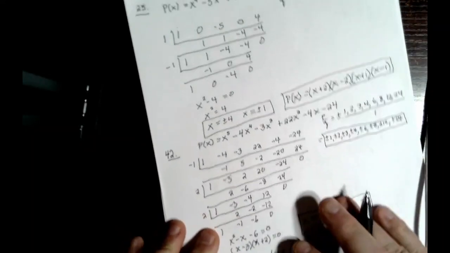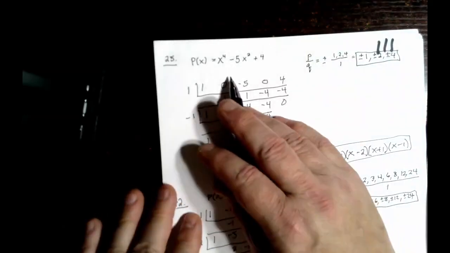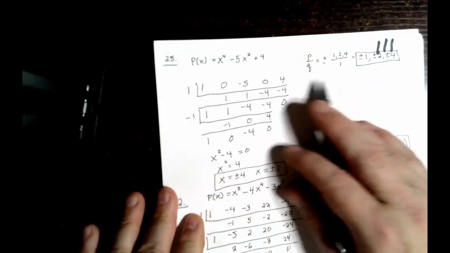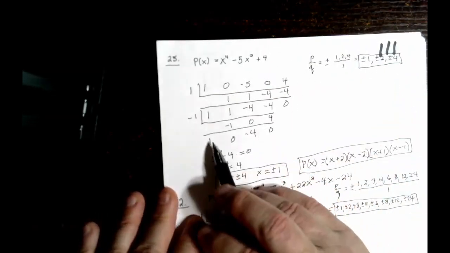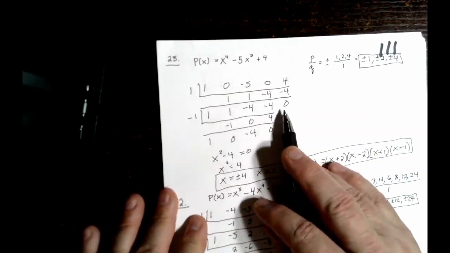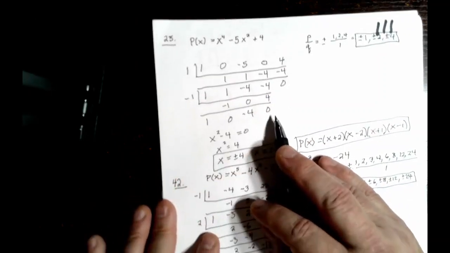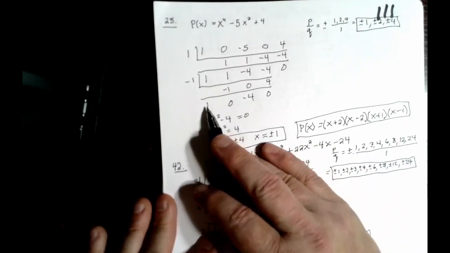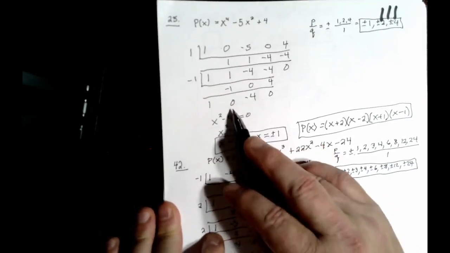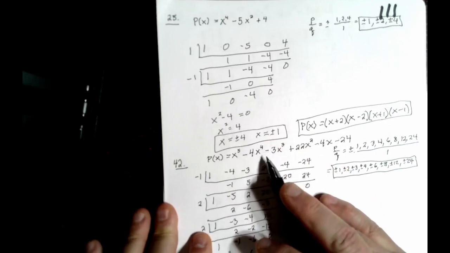Alright, continuing on, we got 25. All factors of 4 over all factors of 1. 1, 2, and 4. Okay, I tried 1, and it worked. Minus 1, it worked. That's good enough. Now I've got a quadratic. 1x squared minus 4. There's no x, it's 0x, right?